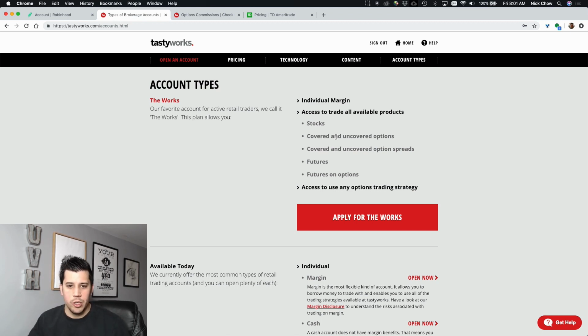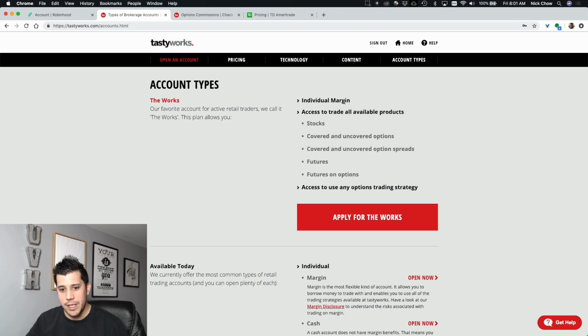Most people find tastyworks is the easiest to get a margin account with, to get all the flexibility. With TD Ameritrade and E-Trade, you have to finesse a little bit if you're new to option trading. If you're not new to option trading, you're good to go. But with a margin account, you are held under the PDT rule. It doesn't matter what brokerage you're with. If I open a margin account right now, yes, I'll be able to do all the things. I'll have all the tools available to me. But I will be limited to that PDT rule.